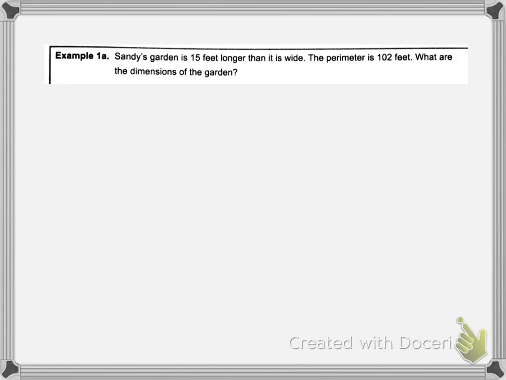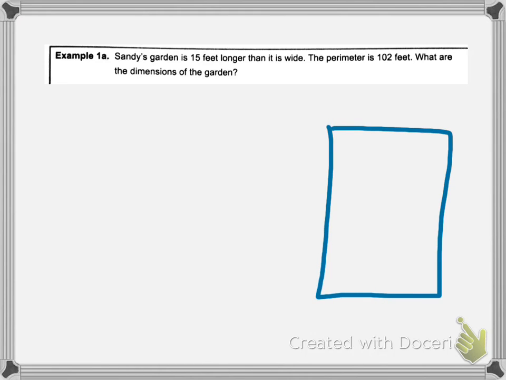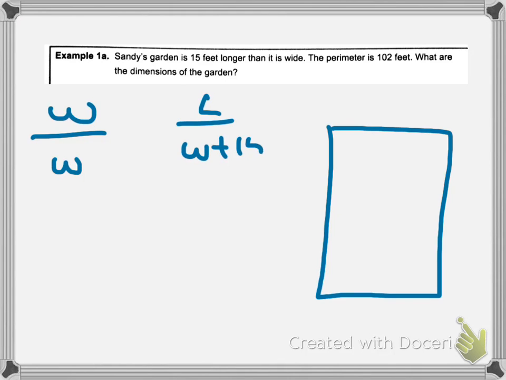And so we have a garden, and we assume that it's a rectangle. Okay. And we have a width, and we have a length. Okay. And it says that if this is W, then this is going to be W plus 15. Does that make sense? We could have used the letter X also. So we could have said, if the width is X, then this is X plus 15. Does that make sense? Okay. So that would make this one X plus 15.